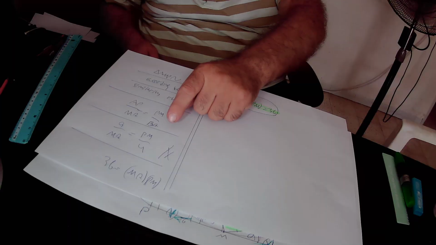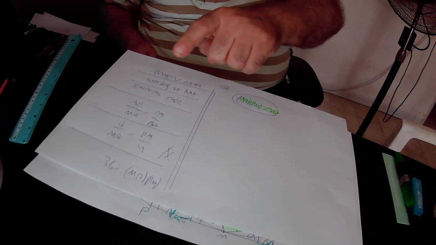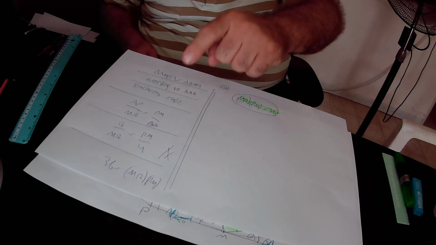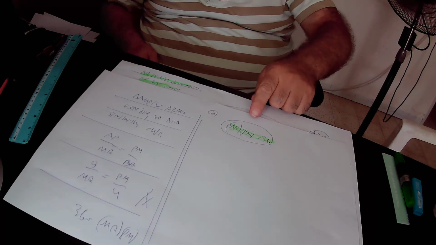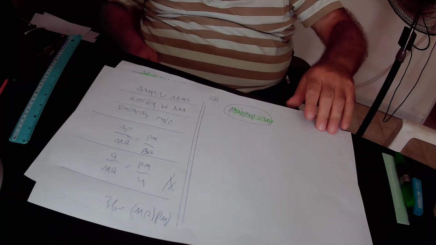Here, of course, we cross-multiply this equation: 9 times 4 is 36, so 36 equals MQ times PM. So MQ times PM equals 36.